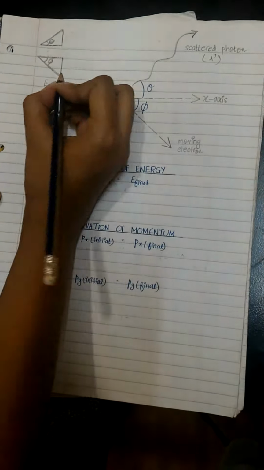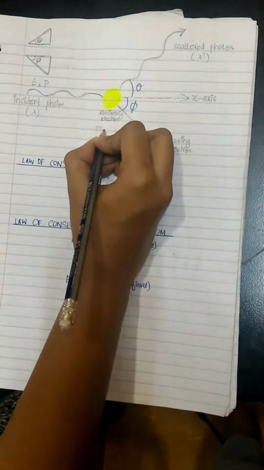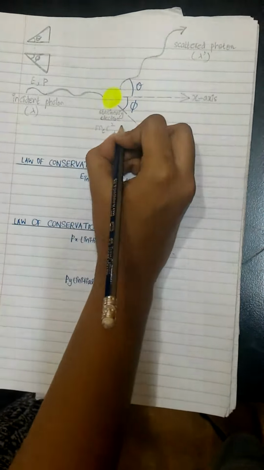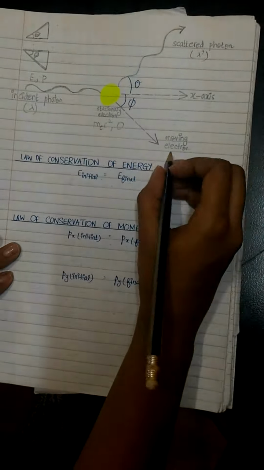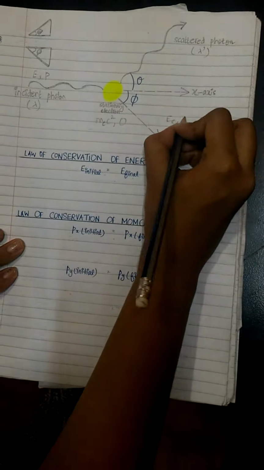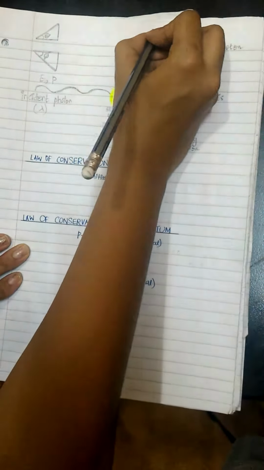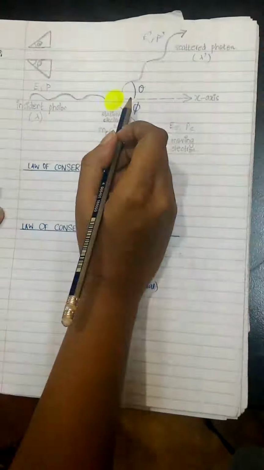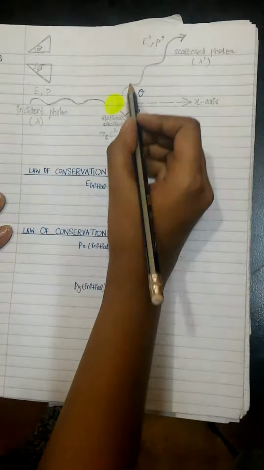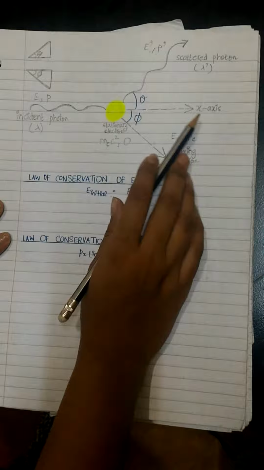Incident photon has energy E and momentum P. The stationary electron has energy ME c² and momentum 0, as the stationary electron is at rest. The moving electron has energy EE and momentum PE. The scattered photon has energy E dash, which is reduced energy, and momentum P dash. So the scattered photon makes an angle theta with the x-axis. The moving electron makes an angle phi with the x-axis.